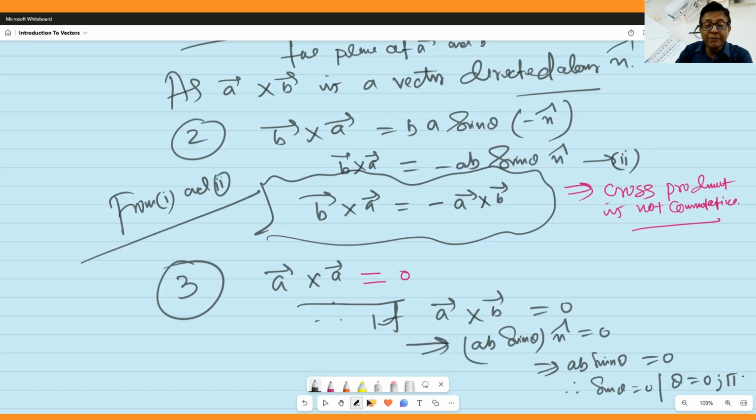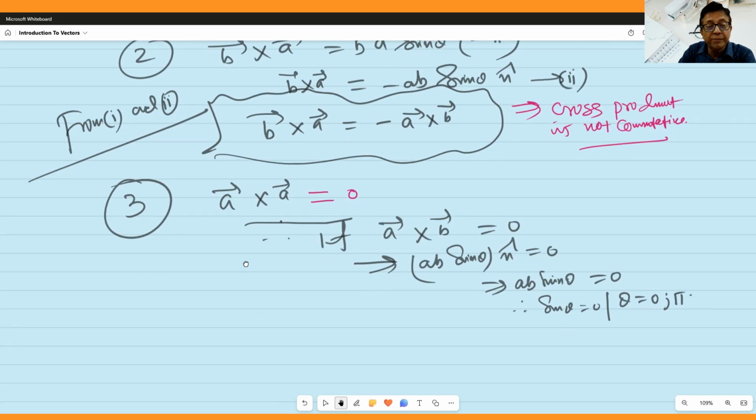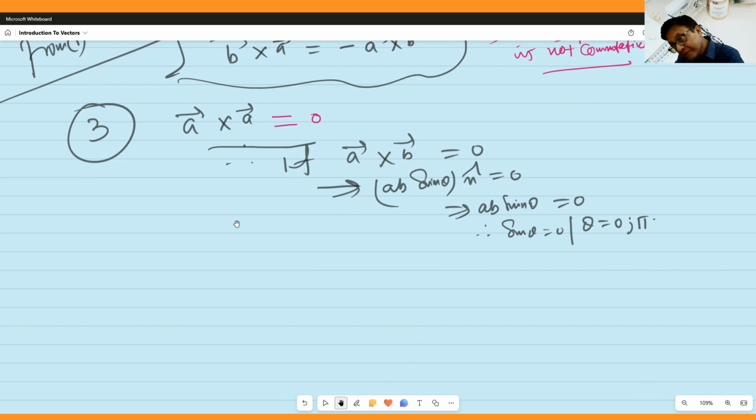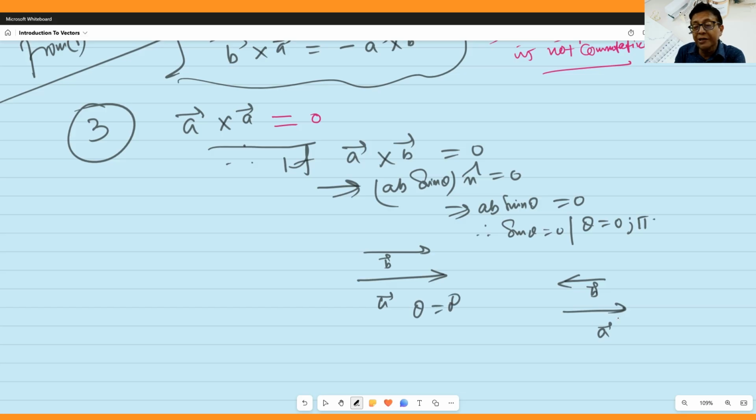So for two parallel vectors or two antiparallel vectors, their cross product must vanish. Parallel vector means like this, A and B, they are parallel. Antiparallel means like this, A and B. In this case, theta is what? 0 degree. And here theta is what? 180 degree or pi. So what will be the conclusion here?